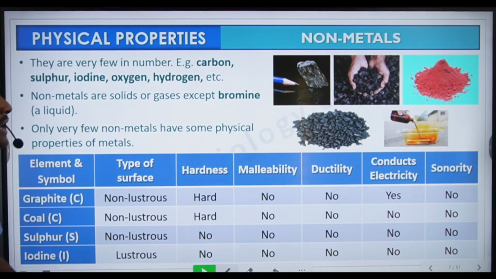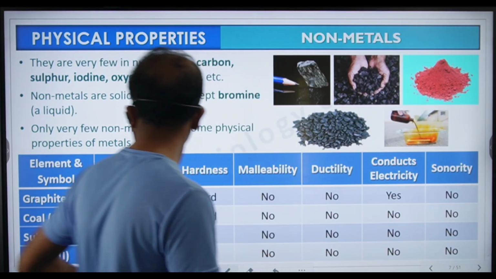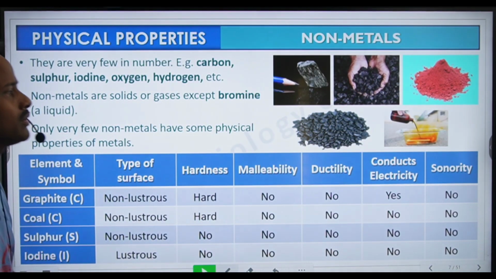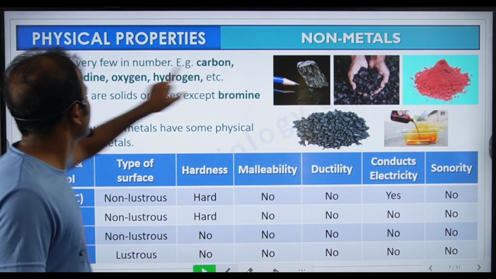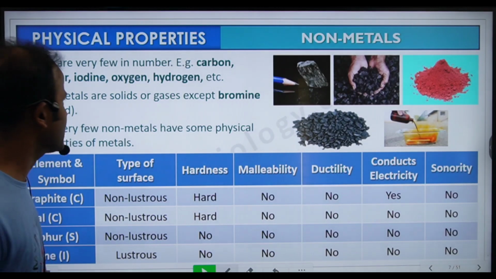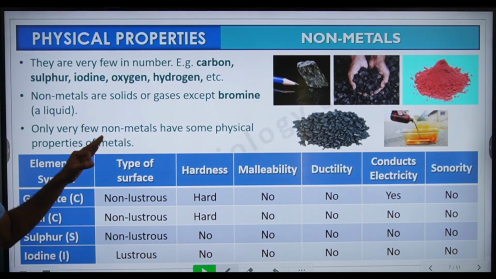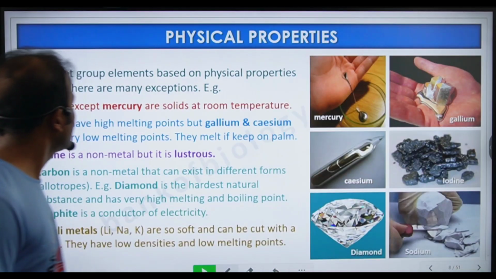Examples of non-metals we have taken here: graphite, coal, and sulfur and iodine powder, right? They are very few in number. Examples of non-metals are carbon, sulfur, iodine, oxygen, and hydrogen gas. Non-metals are solids or gases except bromine. Bromine is a liquid. And only very few non-metals have some physical properties of metals. We move on to the next one.